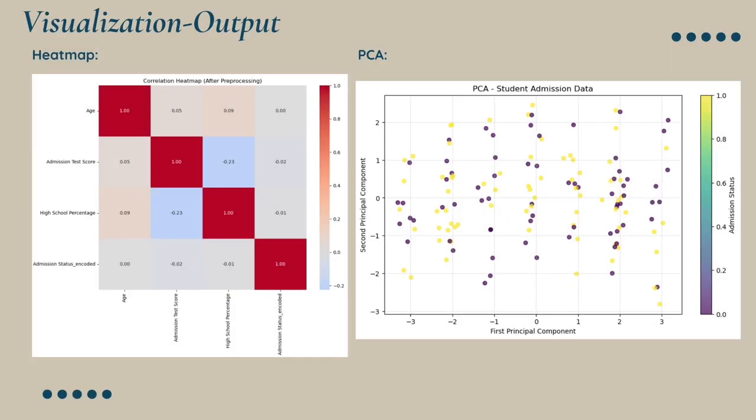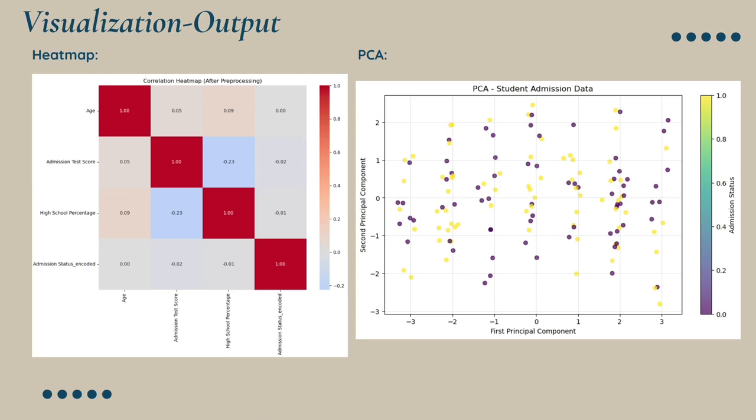Now, I will explain the heatmap and PCA visualization. The heatmap displays the correlation between variables. Darker color indicates stronger relationships. For example, test score and high school percentage show a strong correlation with the admission status. Gender and city show weaker correlation, and this may help us identify which features are most useful for prediction.